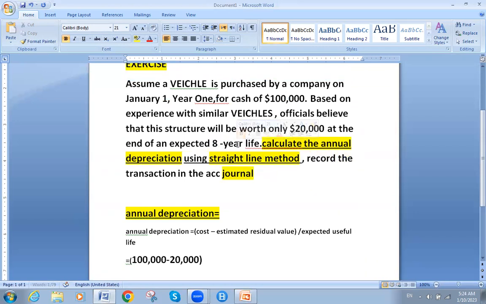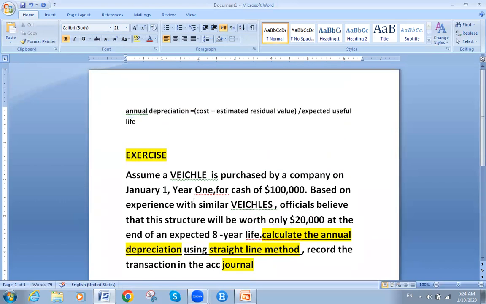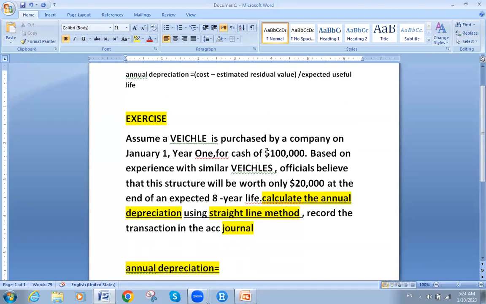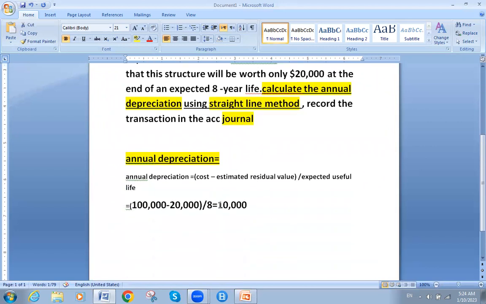Let me write it 8, divided by 8. That equals 100,000 minus 20, that's 80. When you do this, 80 divided by 8 gives me 10,000 per year. 10,000 what? Dollars. What is the meaning of this? It means the asset's value is reduced by this amount, $10,000 per year.